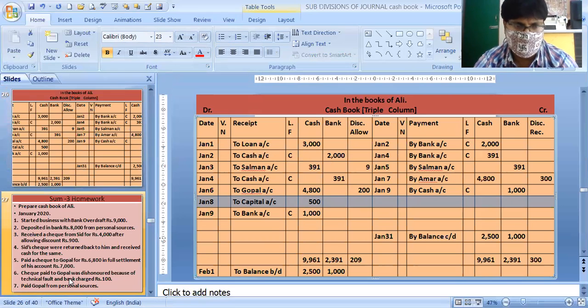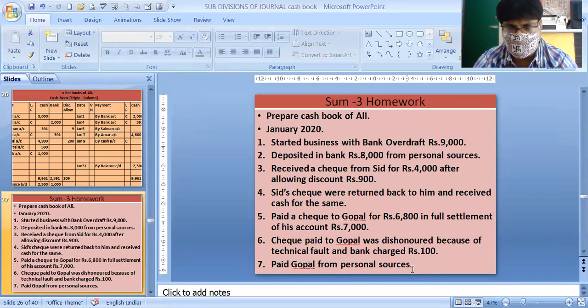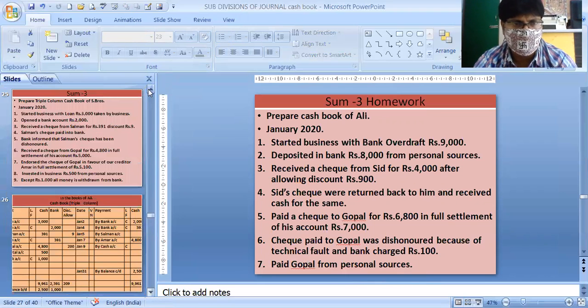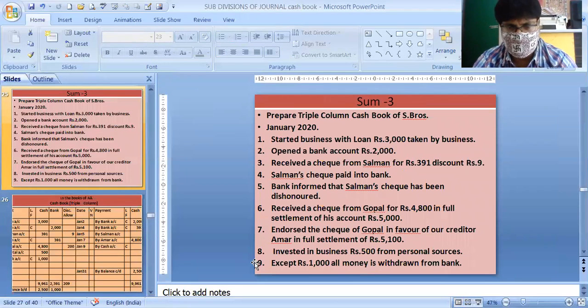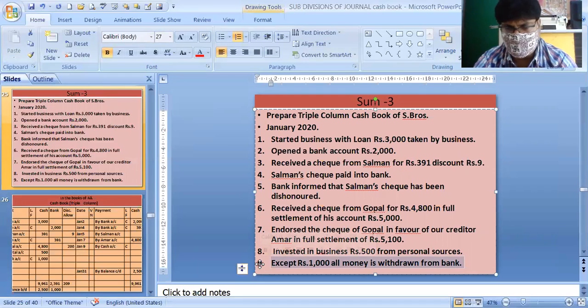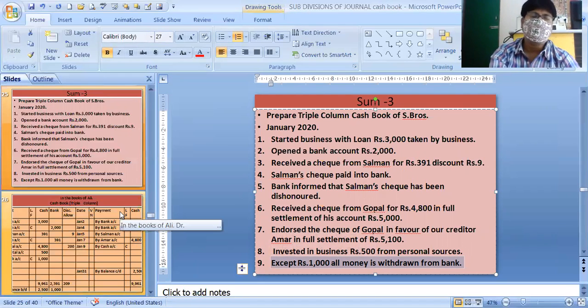And the last entry, paid Gopal from personal sources. Sorry, this one is not the entry. Next, last entry is except 1000, all money is withdrawn from bank. All money withdrawn from bank.